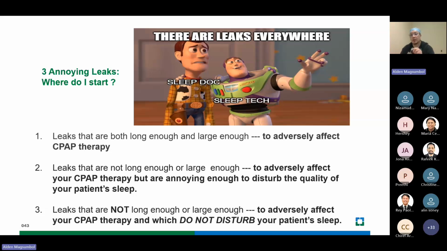There are three types of leaks. Leaks that are both long enough and large enough to adversely affect your CPAP therapy. That's one. Two is leaks that are not long enough or large enough to adversely affect your CPAP therapy, but which are annoying enough to disturb the quality of your patient's sleep. And third, leaks that are not long enough or large enough to adversely affect your CPAP therapy and which do not disturb your patient's sleep.